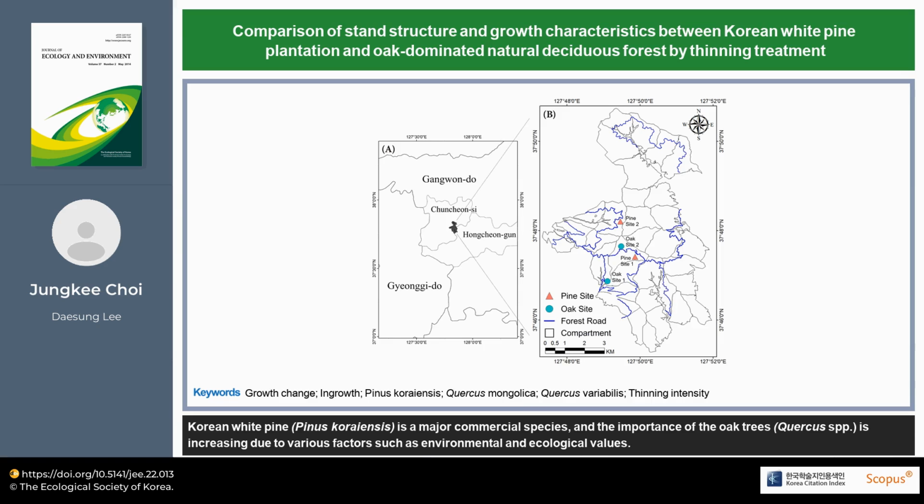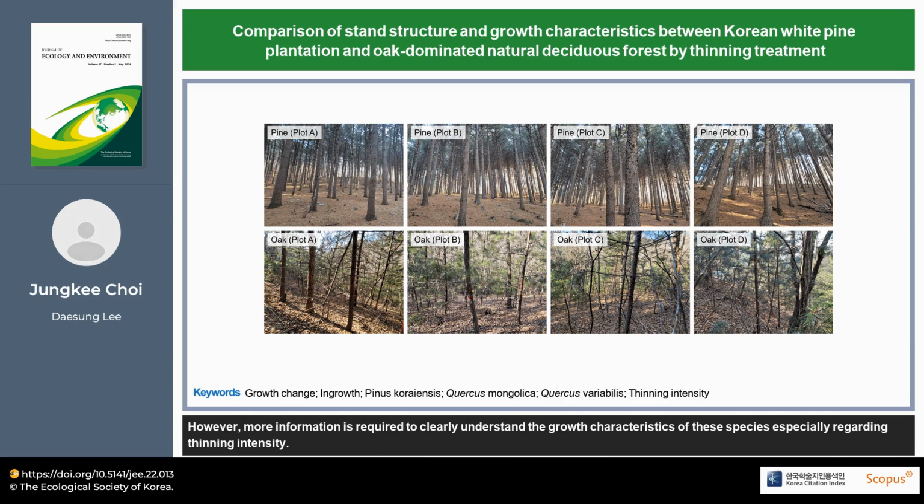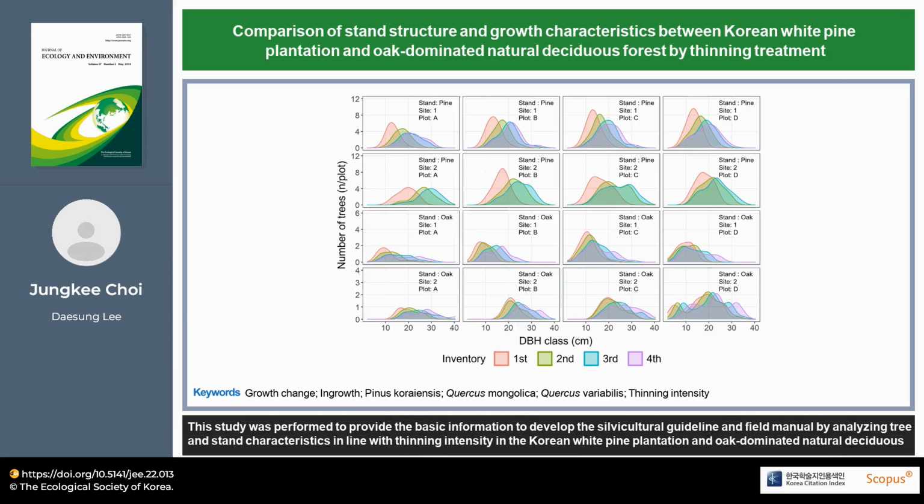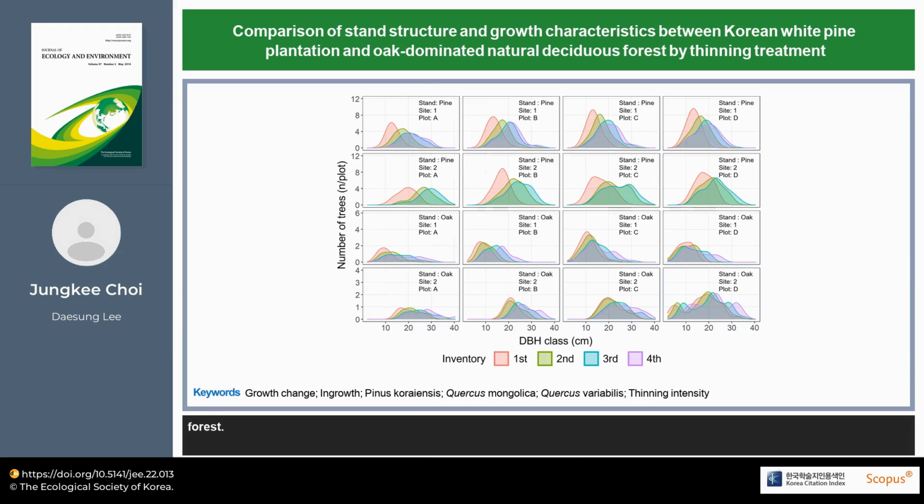to various factors such as environmental and ecological values. However, more information is required to clearly understand the growth characteristics of these species, especially regarding thinning intensity. This study was performed to provide the basic information to develop the silvicultural guideline and field manual by analyzing tree and stand characteristics in line with thinning intensity in the Korean white pine plantation and oak-dominated natural forest.